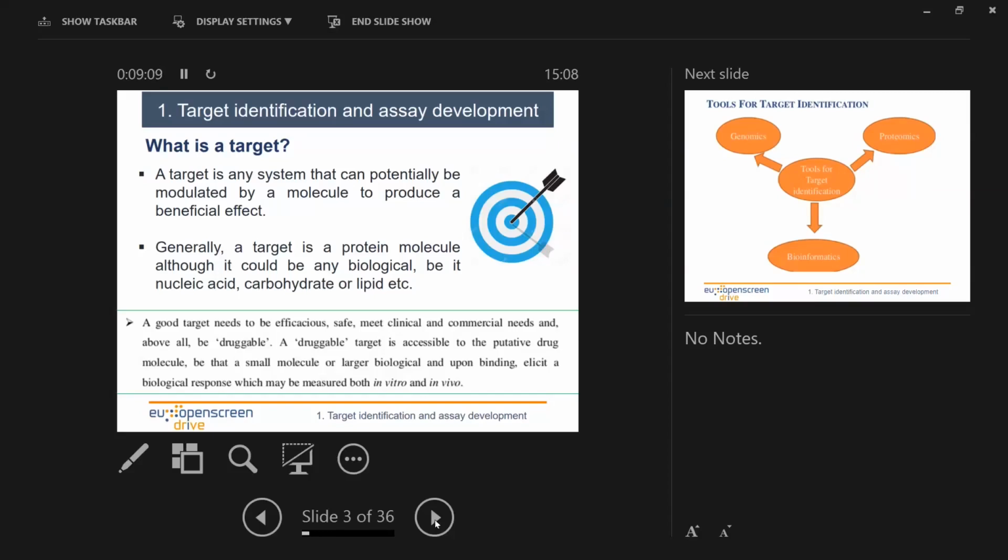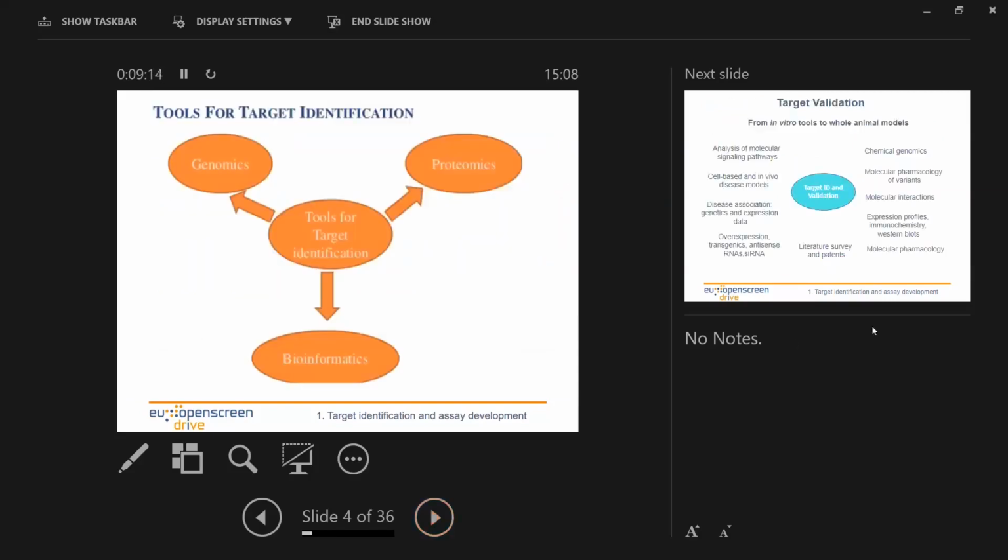Moving to the next slide, please. How to choose this target? Now, with these two tools that are described in the slide, we have a lot of knowledge about genomics and proteomics, and also we have a very important tool that is involved in the other two, that is bioinformatics. With these three tools, we can select which targets we are going to use in the selection and to establish the assay development.